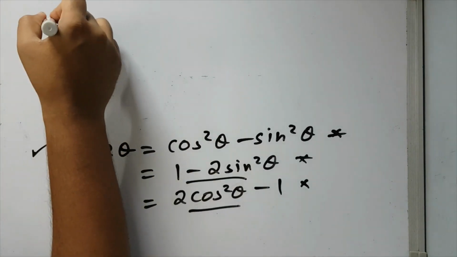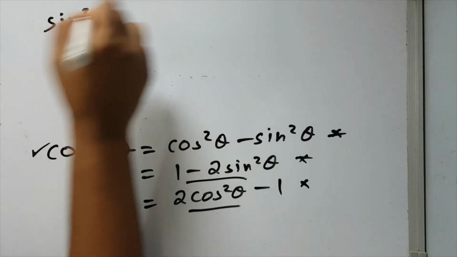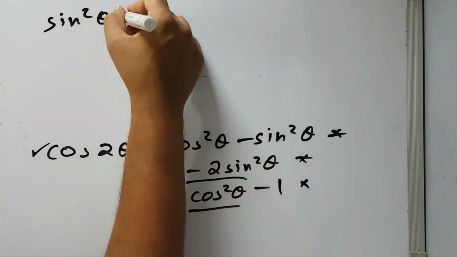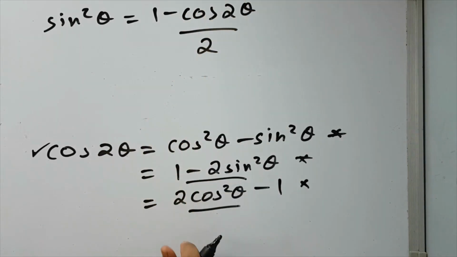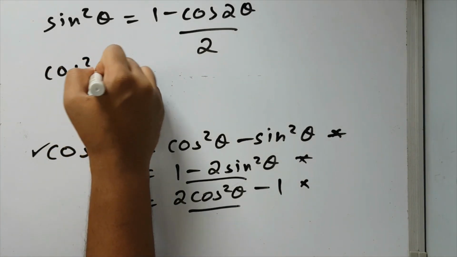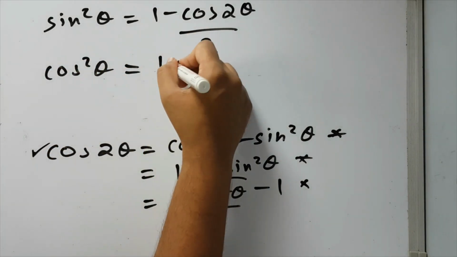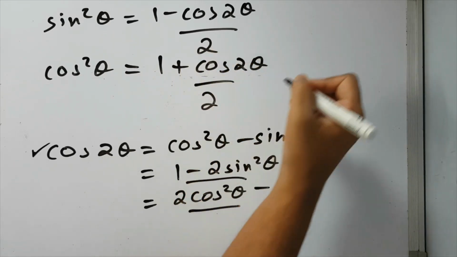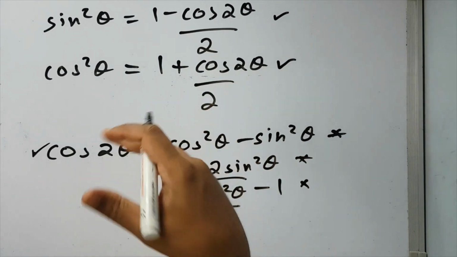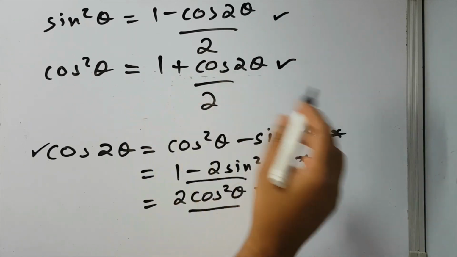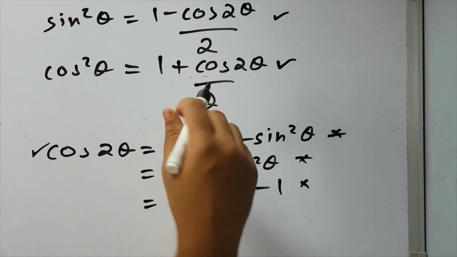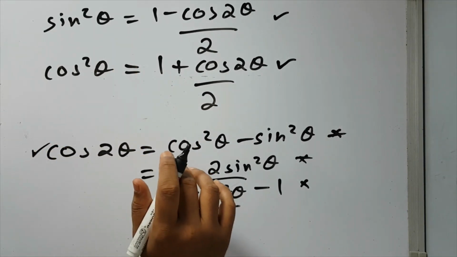What is sine square theta? This is a very very important formula. Sine square theta is 1 minus cos 2 theta by 2. Similarly, what would be cos square theta? It would be 1 plus cos 2 theta by 2. These two equations are generally used in calculating or understanding the mathematics of oscillatory motion, like pendulums. So these two again are very important formulas.